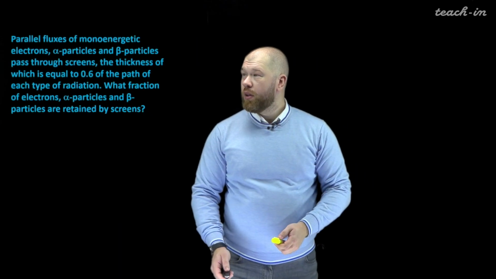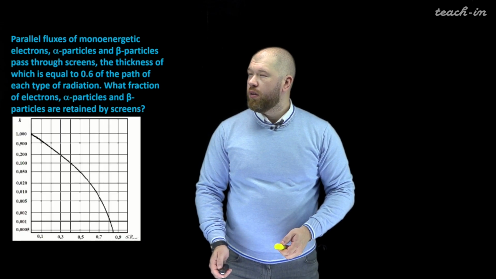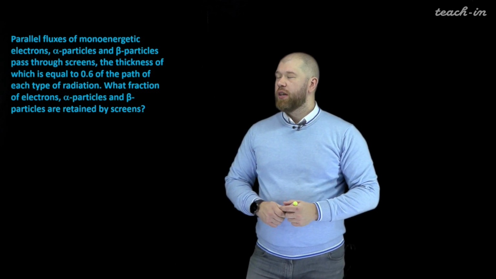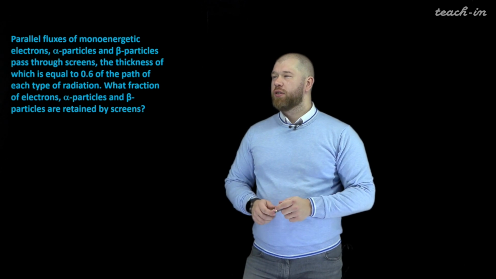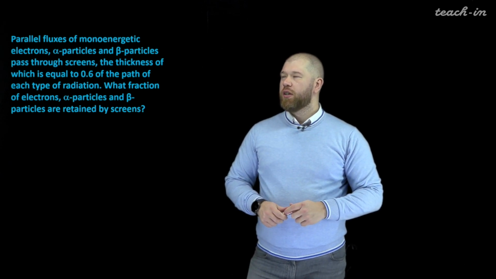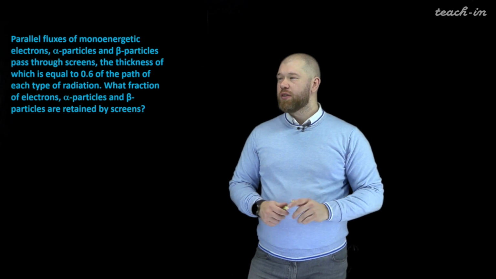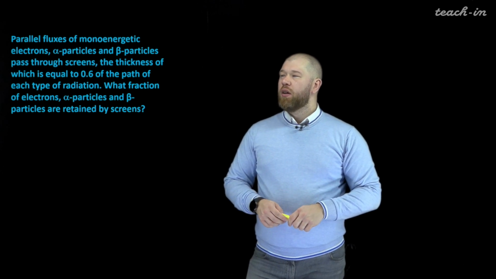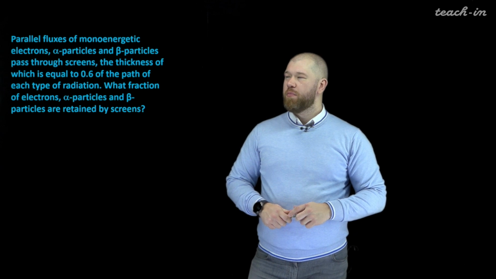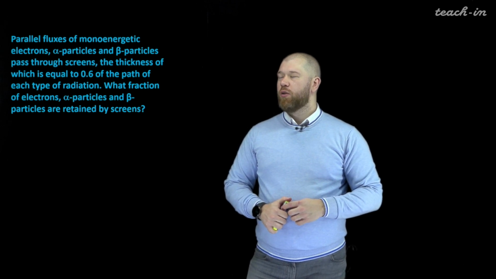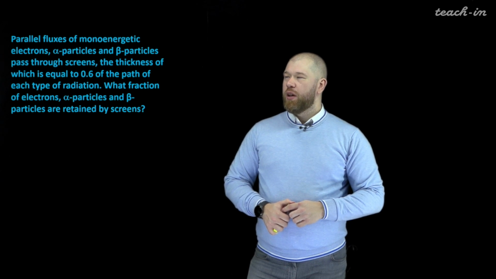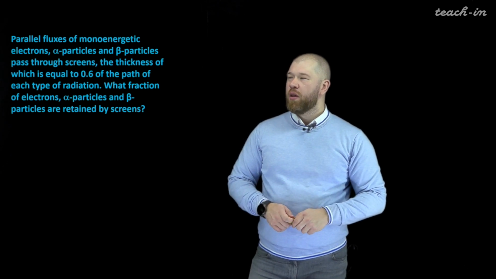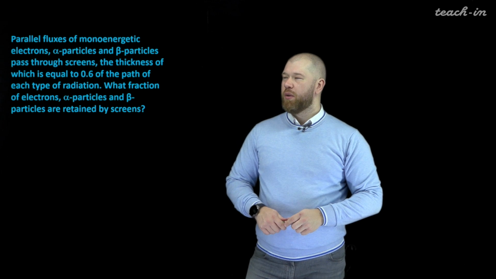The next task. We have parallel fluxes again of monoenergetic electrons, alpha particles and beta particles that are going through screens, different screens in this case. The thickness of these screens is equal to 0.6 of the maximum range of each type of particle. The question is what fraction of electrons, alpha particles and beta particles will go through the screen and will be retained by the screen.